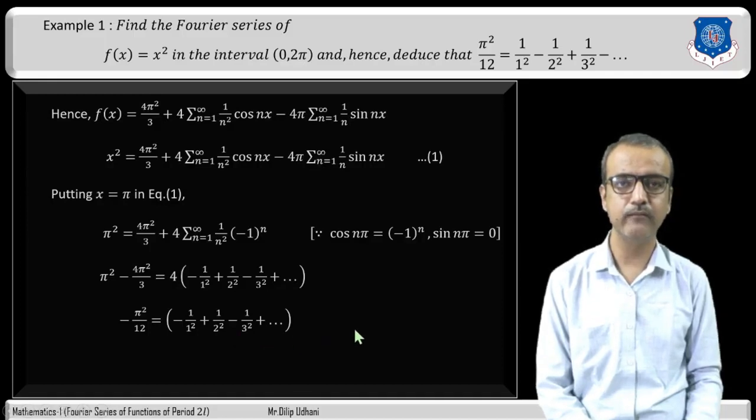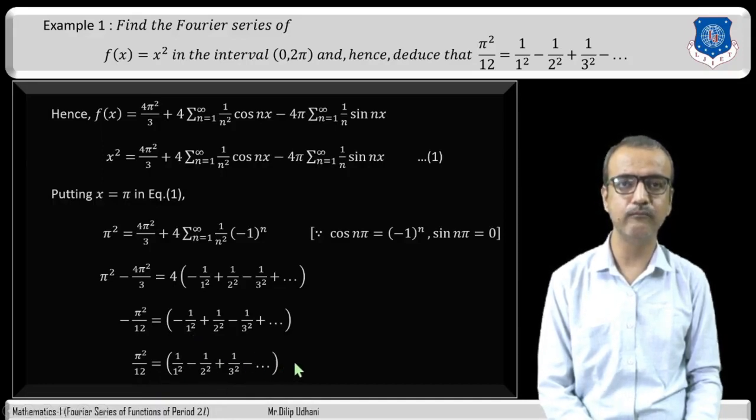Now we will multiply this expression by minus sign. So we have pi square by 12 equals 1 upon 1 square minus 1 upon 2 square plus 1 upon 3 square and so on. So it will become pi square by 12 equals 1 upon 1 square minus 1 upon 2 square plus 1 upon 3 square minus and so on. So this is the required result.